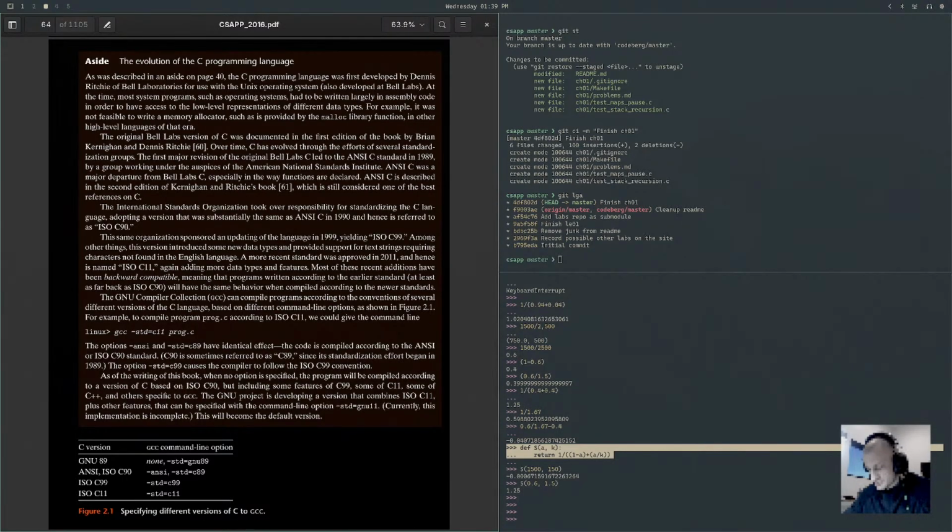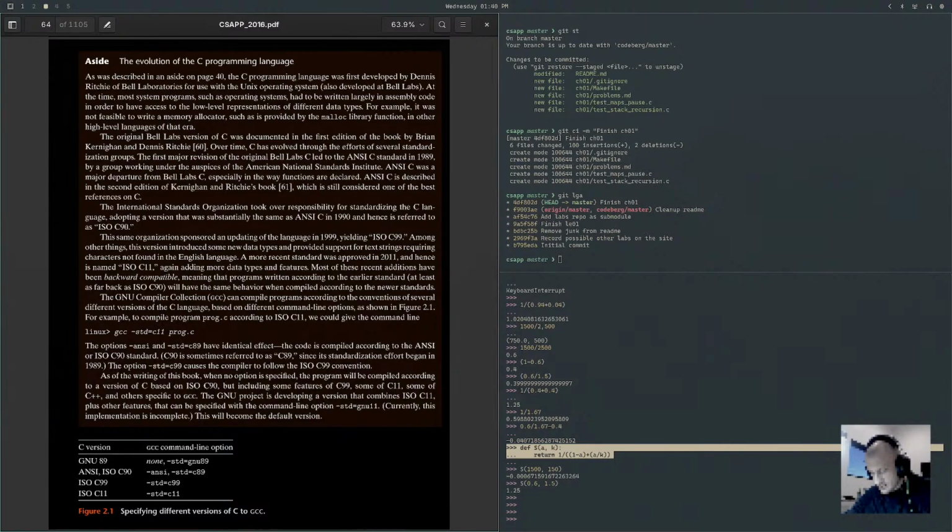The same organization sponsored an updating of the language in 1999, yielding ISO C99. Among other things, this version introduced some new data types and provided support for text strings requiring characters not found in the English language. A more recent standard was approved in 2011 and hence is named ISO C11. Again, adding more data types and features. Most of these recent additions have been backwards compatible, meaning that programs written according to the early standard, at least as far back as ISO C90, will have the same behavior when compiled according to the newer standards.